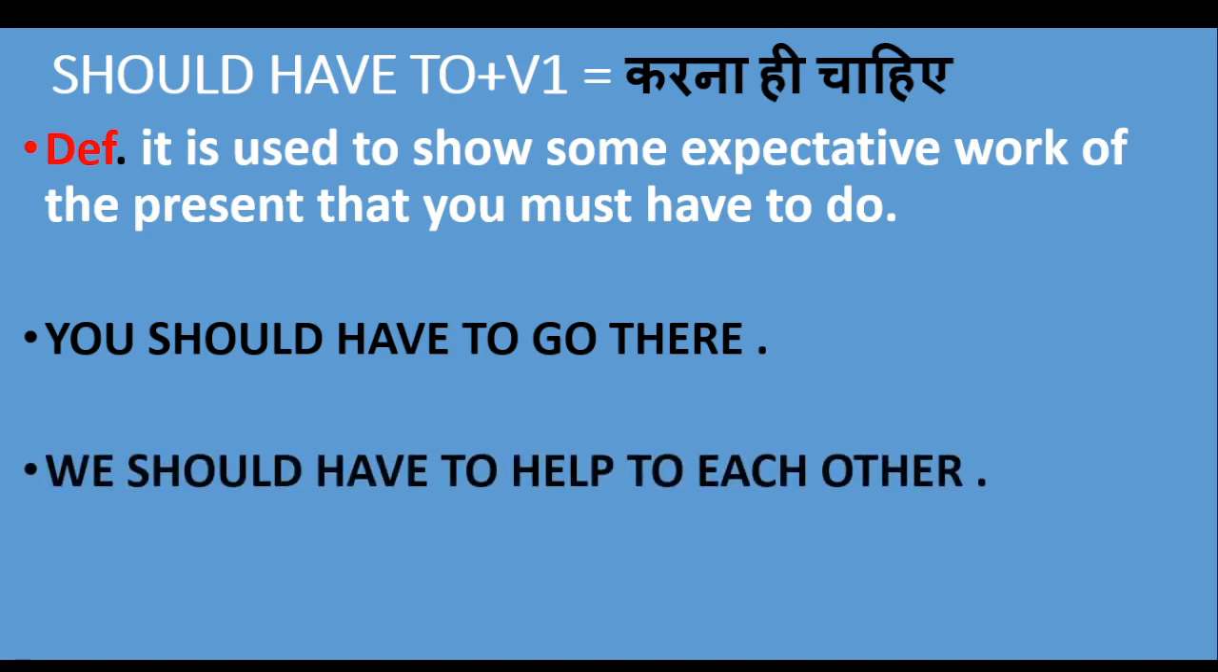And let me show you my second example. We should have to help each other. In this sentence, you are expecting someone to help. For example, you and your friend work in the same company and you do not talk with your friend because your friend doesn't like to go home. So you are disappointed with him.